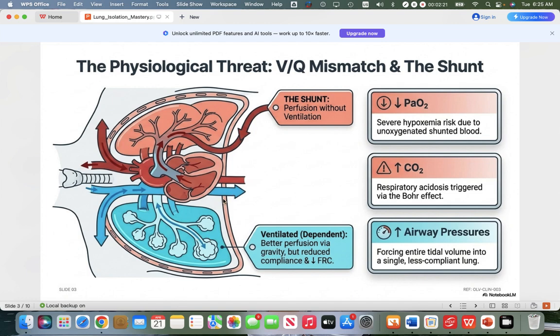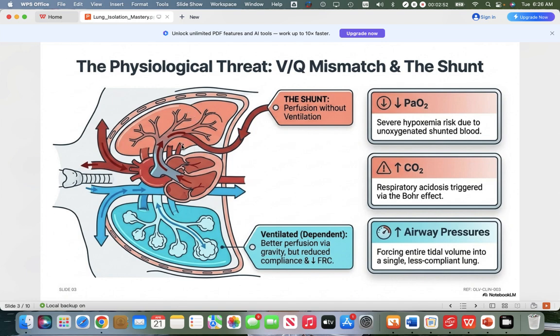So, if we do a comparison between the first one and the second one: in the first one, which is the ventilated lung, there is an increase in airway pressure, forcing the tidal volume into a single, less compliant lung. So we must decrease the tidal volume to prevent an increase in intrathoracic pressure inside the lung. It has better perfusion due to gravity, but reduced compliance and decreased functional capacity.